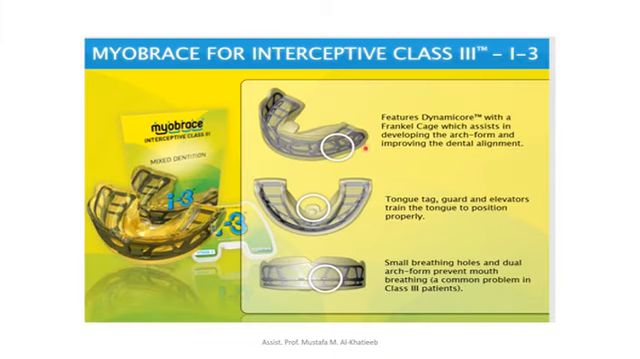While the interceptive 3, from its name, has a dynamic core with frontal gauge which assists developing the arch form and improving dental alignment, and it also has the tongue guards and elevators to train the tongue to position properly, and small breathing holes and dual arch form to prevent mouth breathing, a common problem in class 3.